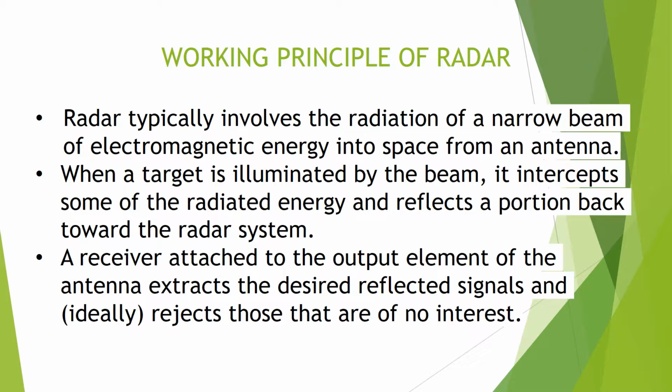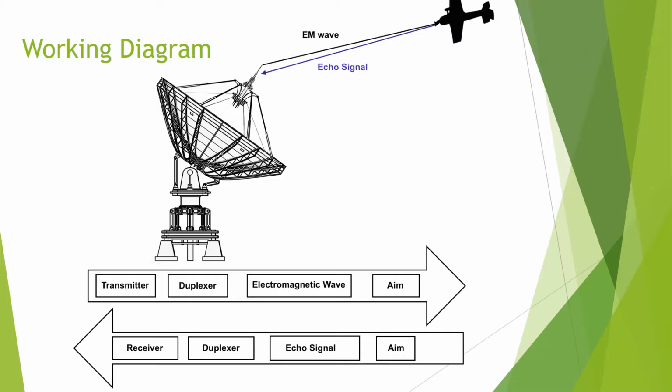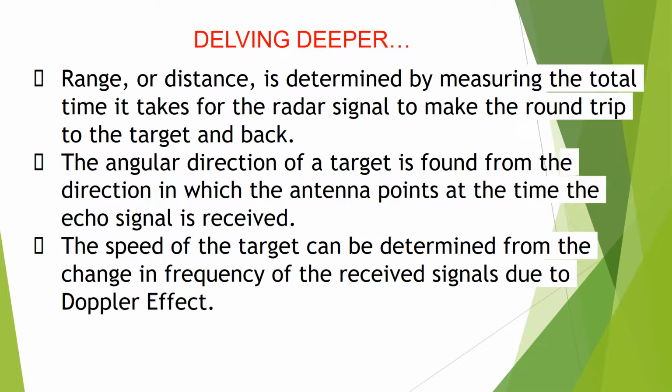Working principle of radar: transmitter transmits EM wave which gets reflected from the target. This reflected wave is received by an antenna that extracts desired reflected signals. So this is the diagram showing the basic working of the radar. After the reflected signal is received, range or distance can be determined by measuring the total time it takes for the radar signals to make the round trip to the target and back.